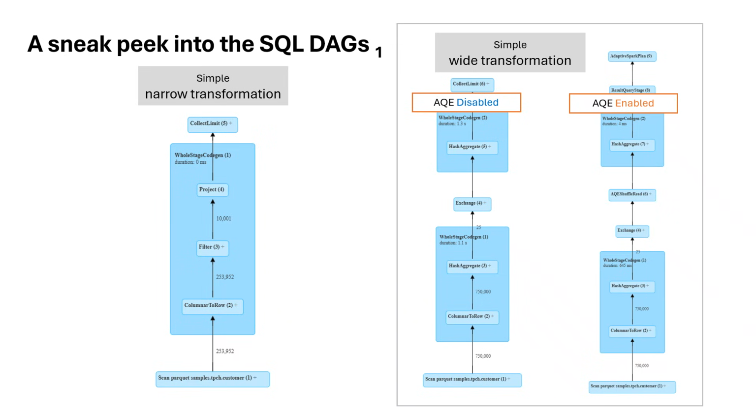So, what kind of SQL DAGs are we going to look at? Here is a sneak peek. I have example SQL DAGs, a couple of them on this page and another couple of them on the next page. What you see on the current page are simple examples of a narrow transformation and another simple example of a wide transformation. In the wide transformation, you will see two DAGs, one with AQE disabled and another with AQE enabled.